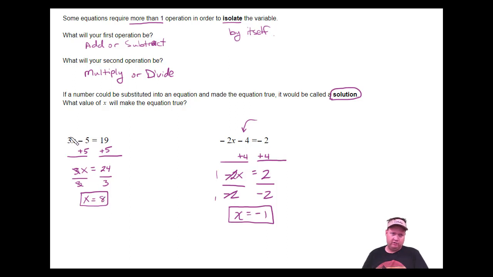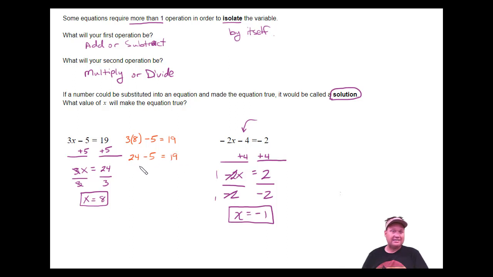So this is what I'm going to do. I'm going to replace this equation, but instead of writing 3x minus 5, I'm going to write 3 times 8 minus 5. And I'm going to copy the rest of the equation down, equals 19. 3 times 8 is 24. And 24 take away 5.